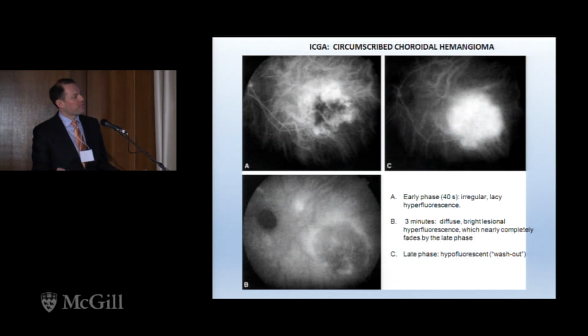So with respect to circumscribed choroidal hemangiomas, this is a classic ICG, which shows this lacy pattern on early image capturing, and a significant hyperfluorescence midway through the imaging cycle. And then because you have relatively good flow through these hemangiomas, the ICG clears out quite rapidly towards the end of the study, and you get this hypofluorescence, or what they refer to as the washout.